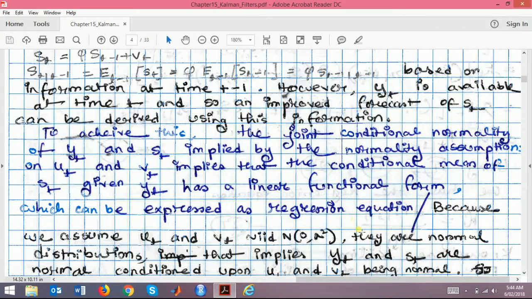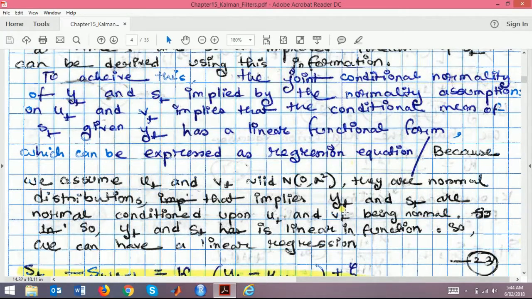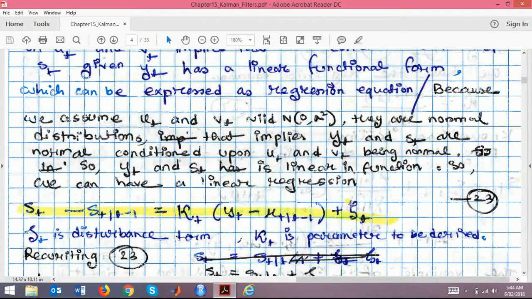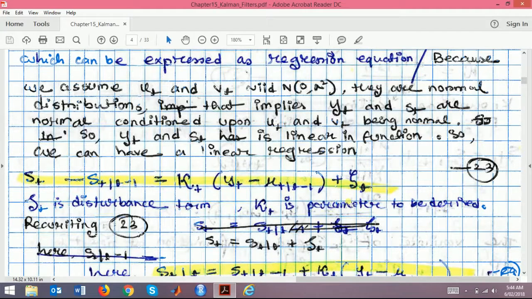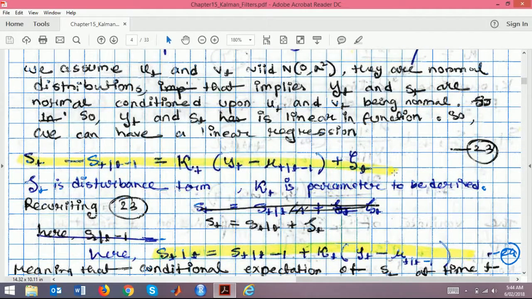So because s1 0 equals phi s0 0, we have already an information on that. Given the normality of s, we can basically improve upon this prediction and come up with a better prediction. And so when y and s is linear in function, we can have a linear regression. And we can solve for the linear regression and have a much better prediction. We can improve upon our prediction.